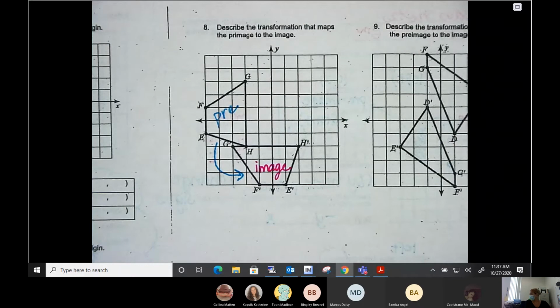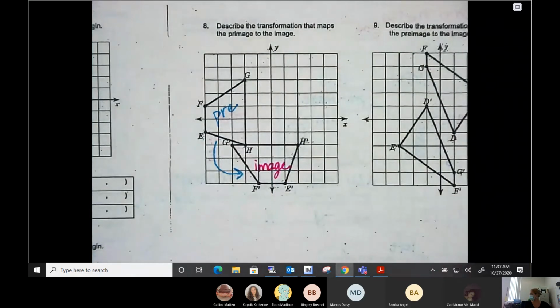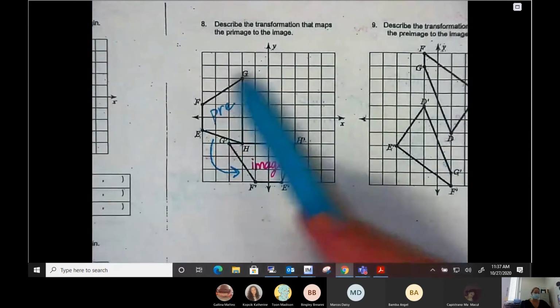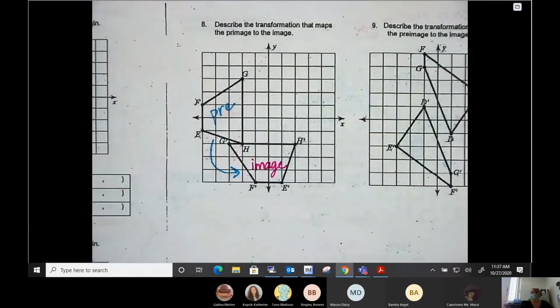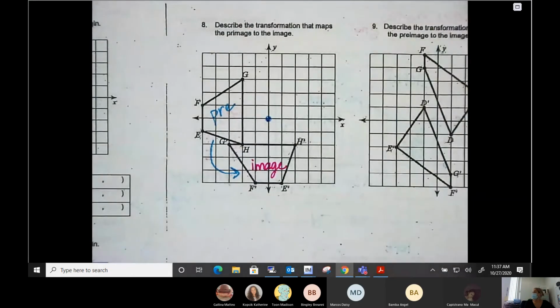Well, can you prove that, or are you just guessing? Well, how do you know I didn't rotate it more than that? Like around and then again. How do you know? Here's what we're going to do. We're going to pick one point from the pre-image. You can pick any point you want. F, G, H, or E. Which one piques your fancy? There's no right or wrong answer. Which one do you want to pick?